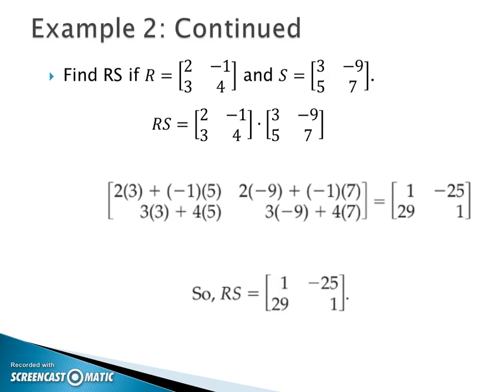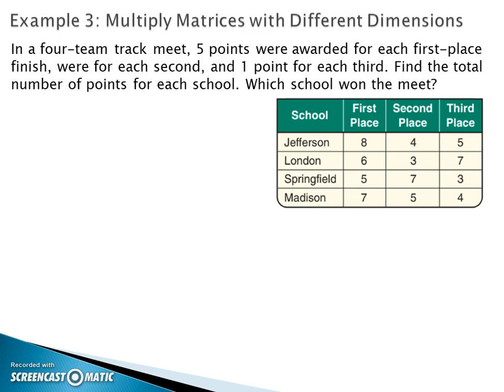When solving real-world problems, we're going to make sure to multiply the matrices in the order for which the product is defined. So the idea here is a 4-team track meet. 5 points were awarded for first place, 3 points for each second, and 1 point for each third. We're going to find the total number of points for each school and which school won the meet. The final scores can be found by multiplying the track results for each school by the points awarded for each first, second, third place finish.